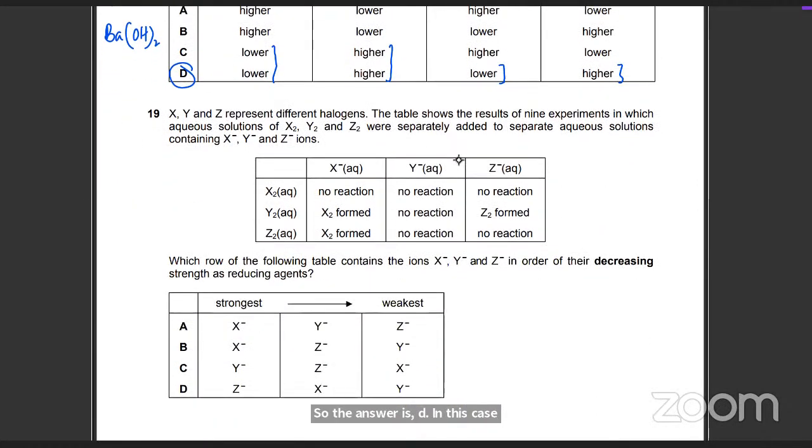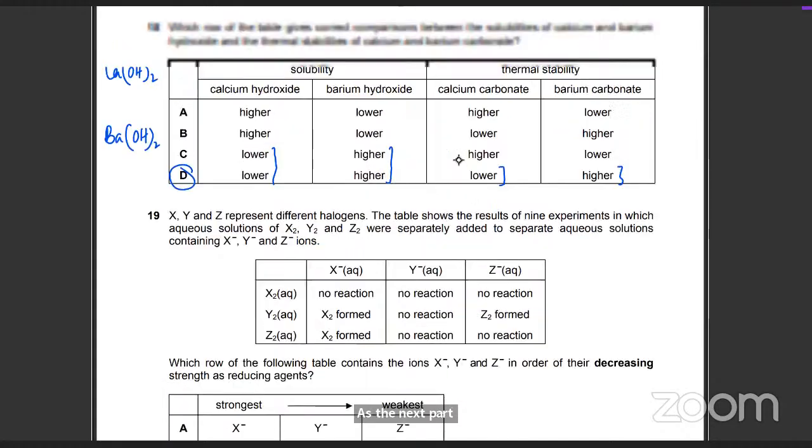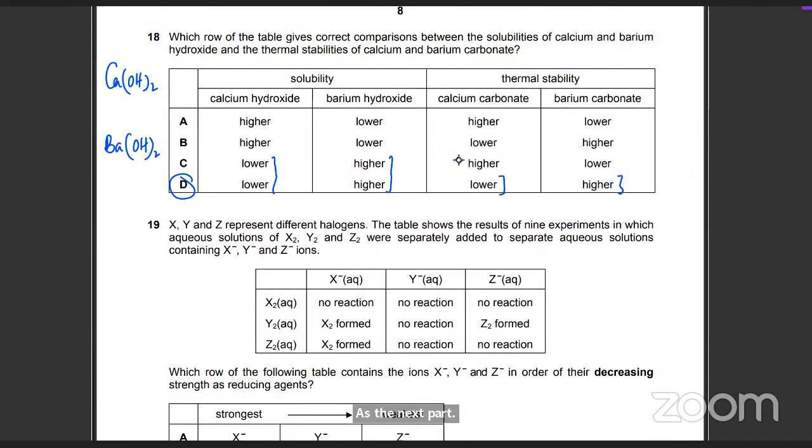As the next part, remember the trends in group 2. In hydroxides, the solubility increases down the group. You have a trend in the stability of carbonates and nitrates, it also increases down the group. And the solubility of sulfates actually decreases down the group.